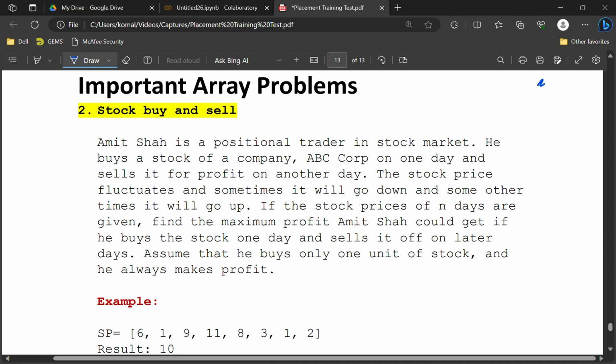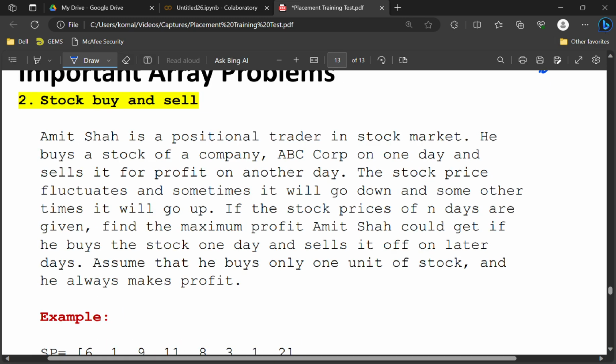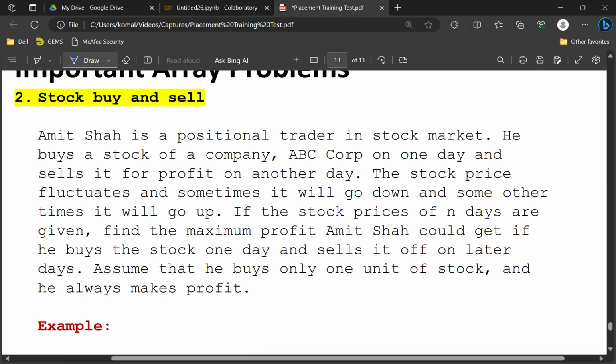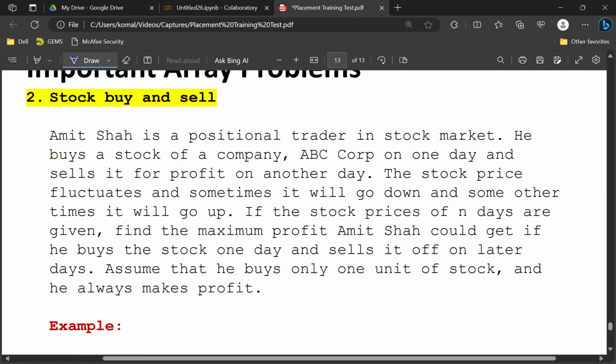Now let us go through the problem statement. Stock buy and sell. Amit Shah is a positional trader in stock market. First of all, let us try to understand the terminology here. Amit Shah is the name of the person, a positional trader in stock market.